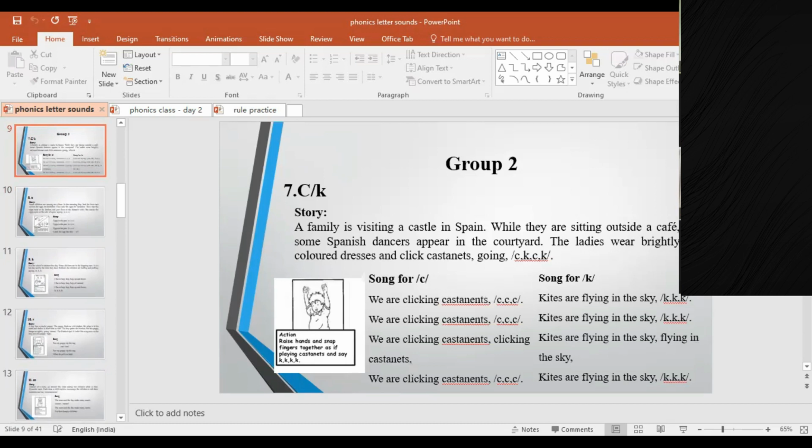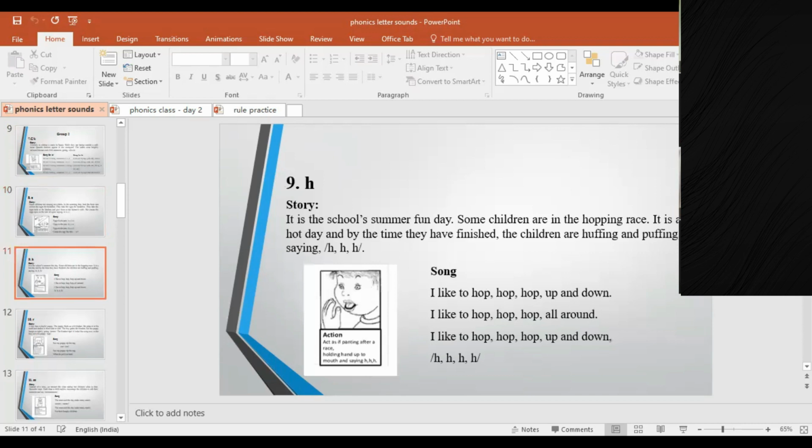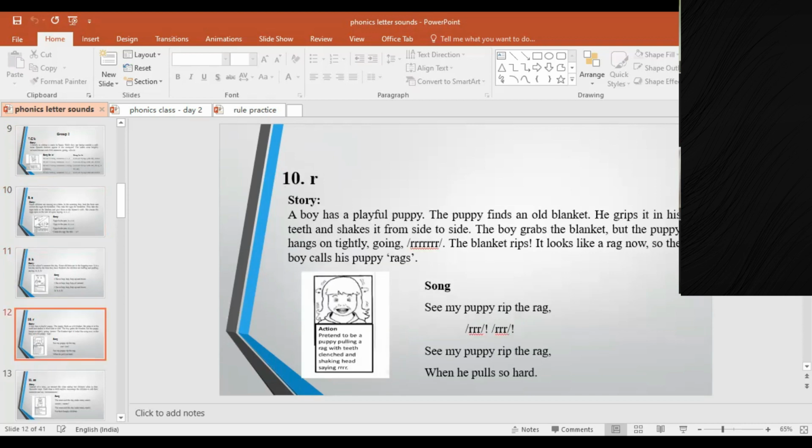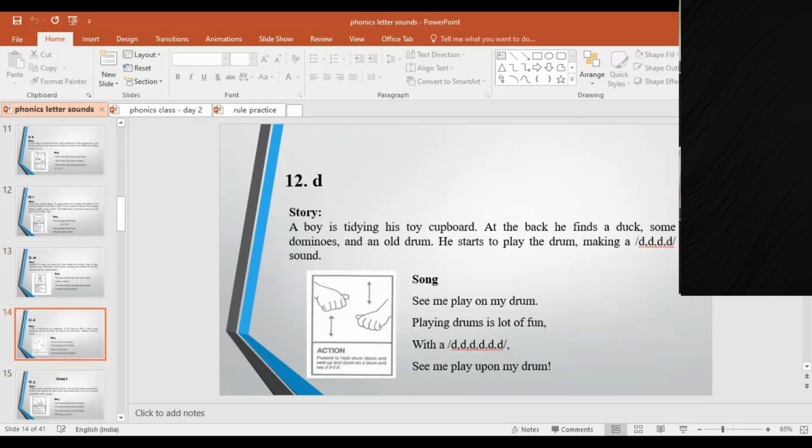For CK, K. Next letter E, F. Next letter H. Next letter R, R. Next letter M, mm. Next letter D, D.